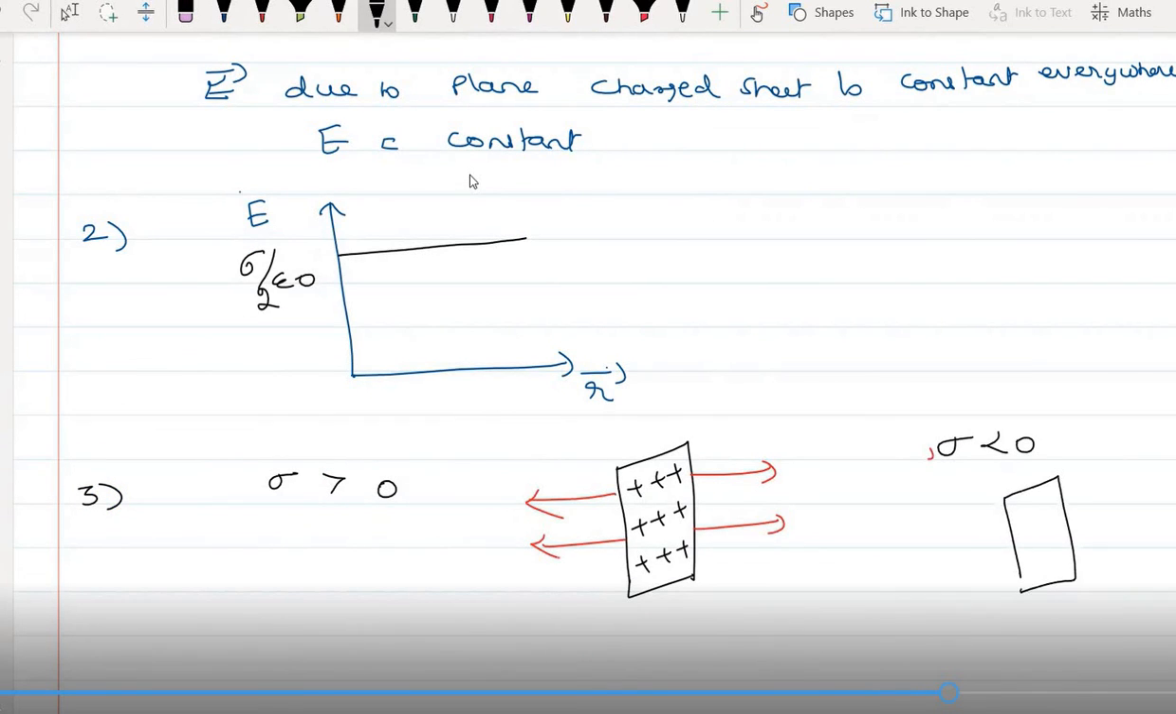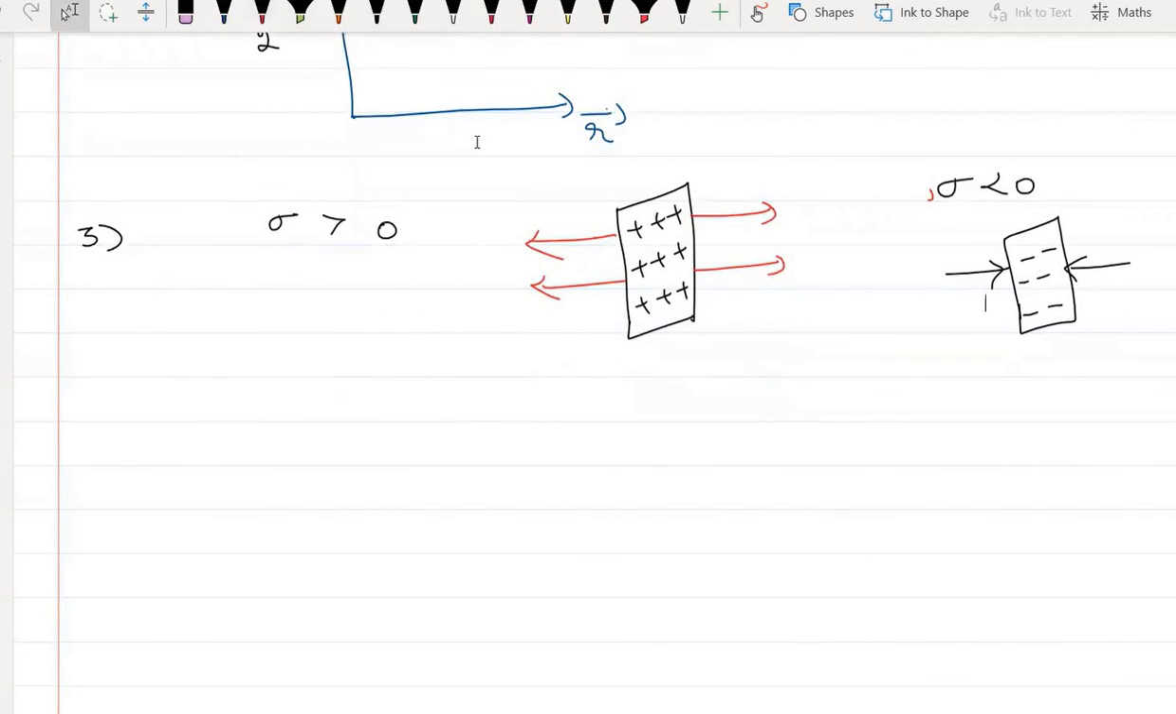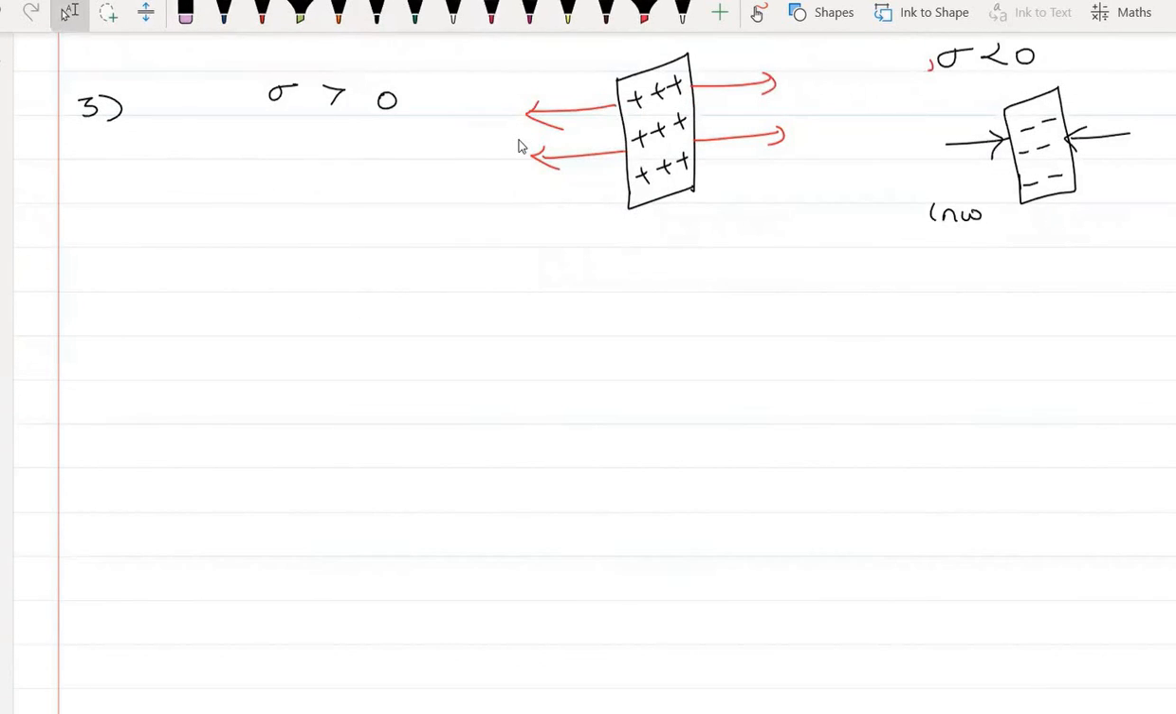And how the electric field will be? This is negative charge, so it will be inward. Clear or no? Okay. It is inward to the plane sheet. Inward to the sheet, and here outward. Next point is very simple point.